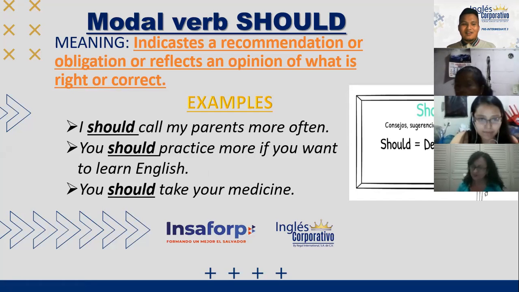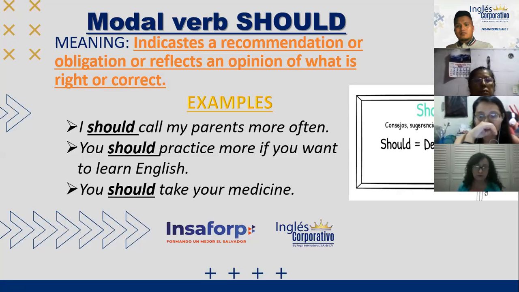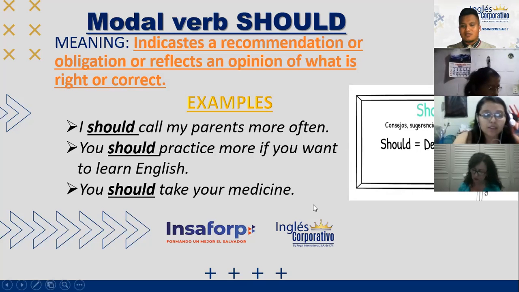Next one, you should take your medicine. This modal verb is really easy. The only thing that you have to remember is that we use should to indicate a recommendation, okay? That's it. It's not that complicated. Any question about this modal verb? No questions. Perfect.